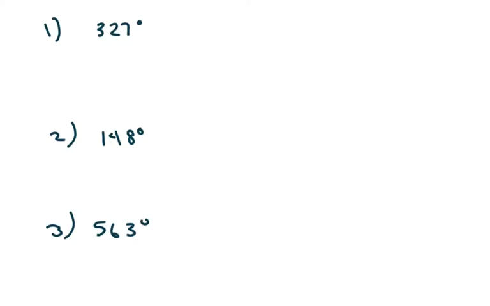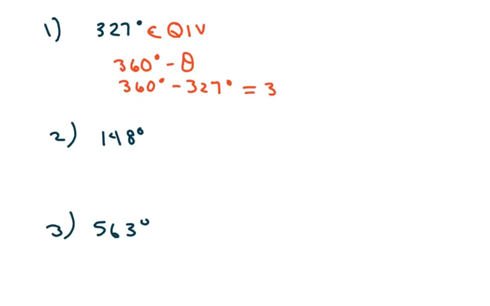So the first one is 327 degrees. Basically that's in quadrant 4, and I'm going to write it as a C with the line. So that belongs in quadrant 4. I'm going to take 360 minus my angle to get the reference angle. So it's 360 minus 327 degrees, and that gives us 33 degrees as my reference angle. It's in quadrant 1. It always has to be in quadrant 1.